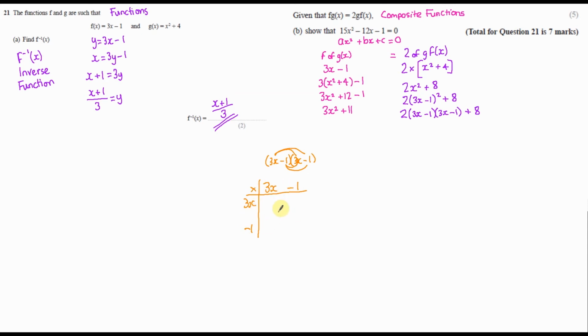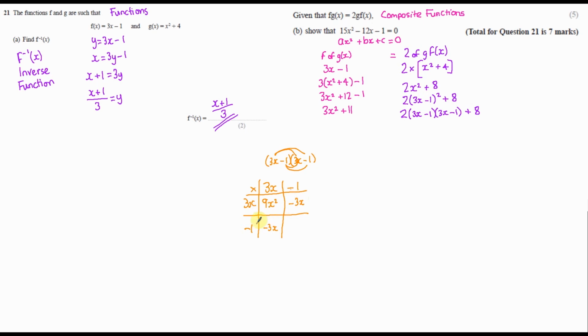If you learn it this way, what you'll find is these two will always be part of the quadratic expression, and these two will always add together, and that will help you to factorize it, but that will be another topic coming up. So 3x times 3x gives us 9x squared. 3x times minus 1 gives us minus 3x. 3x times minus 1 gives us minus 3x.